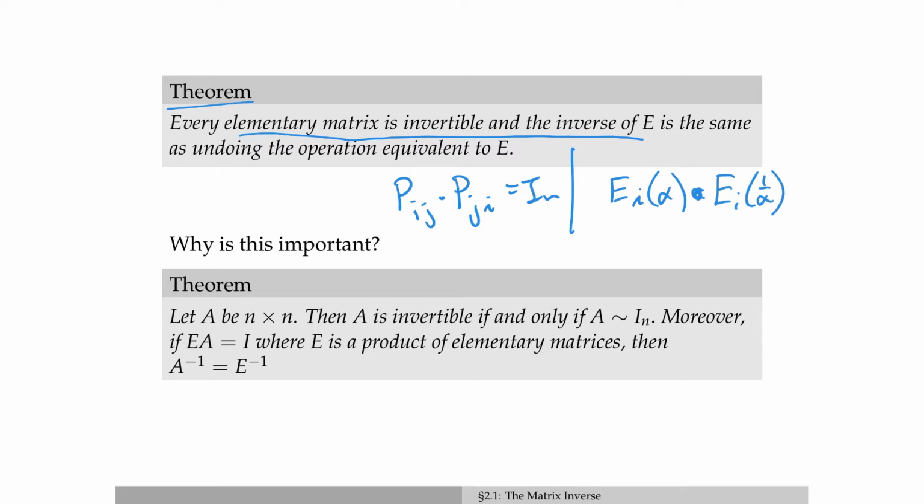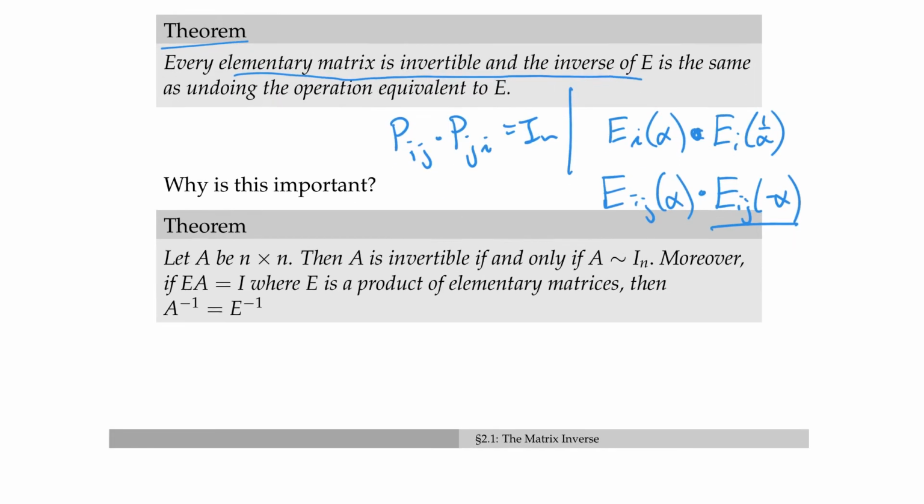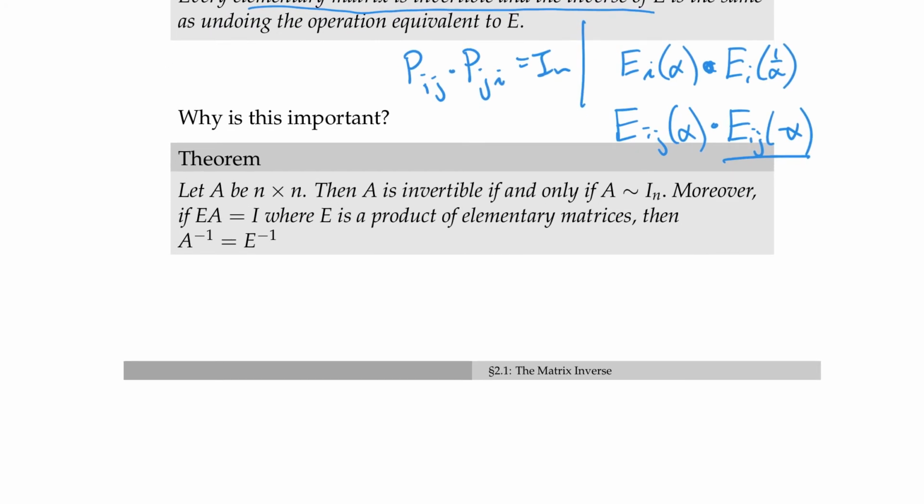And finally, E_ij of alpha, its inverse is E_ij of negative alpha. I'll let you all ponder that. Once you figure it out, you'll realize it's pretty obvious.